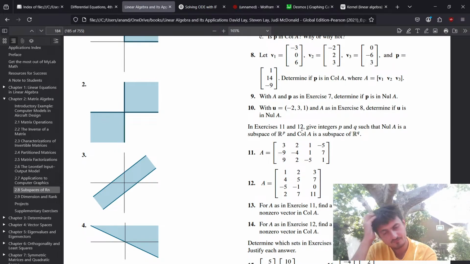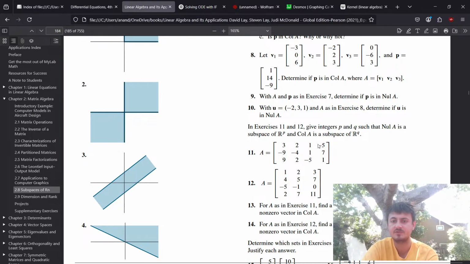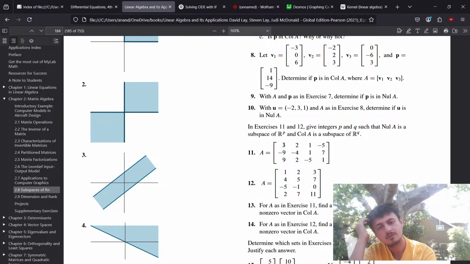Well, the biggest possible dimension that A could be is R3. So I would say that. So let's see. Well, no, but I might.